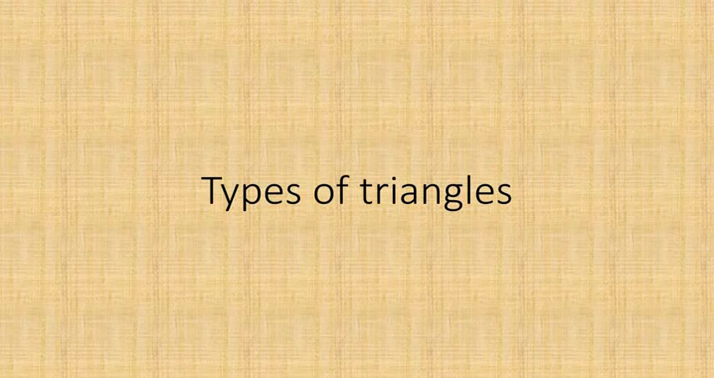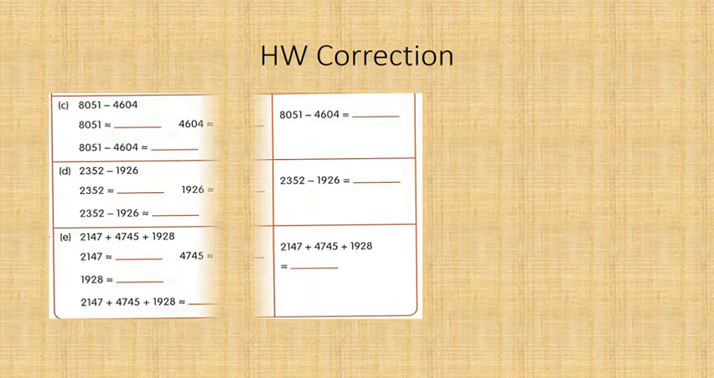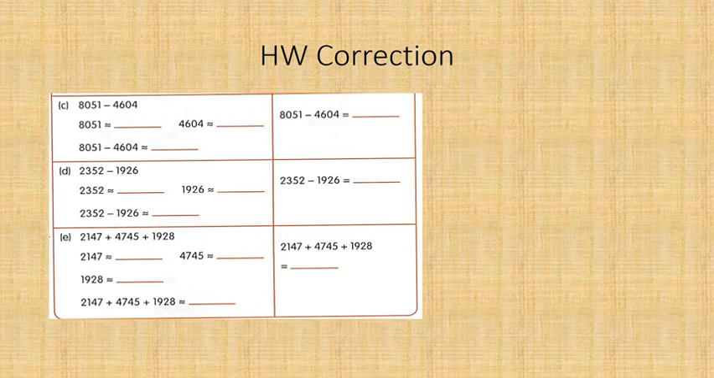Today's lesson is going to be types of triangles. So first, before we start types of triangles, let's go to correct our homework. So guys, in the first question here, I solved number A and number B, so let's go to number C.